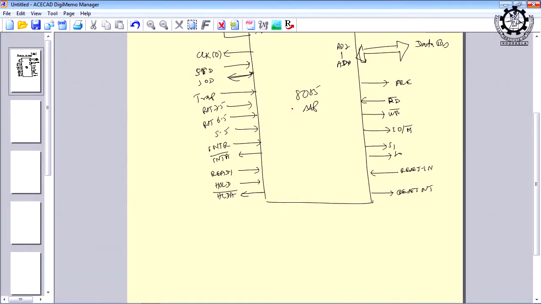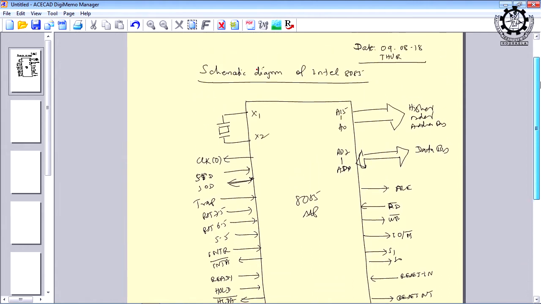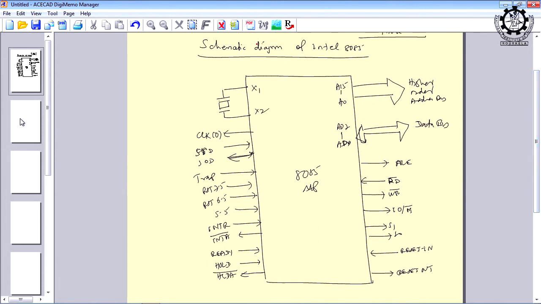So, let us discuss the various signals which are associated with microprocessor 8085. The advantage of knowing these signals is that if you go for 8086 or any higher versions of microprocessors, you will get the same type of signals. So, once you know the signals associated with the 8085, you can also know the signals associated with 8086, 286, 386, Pentium, and other series of microprocessors made by different companies.